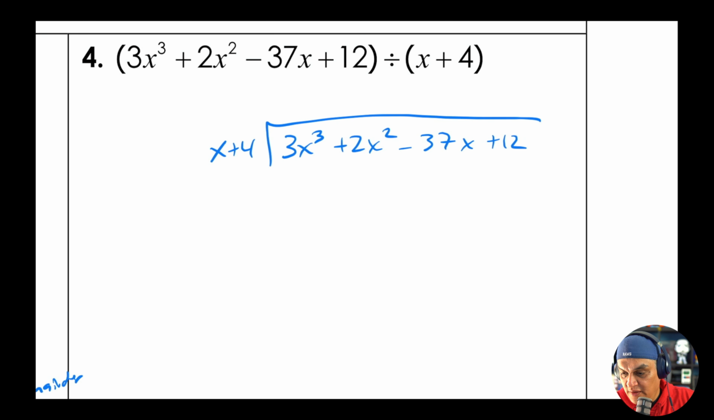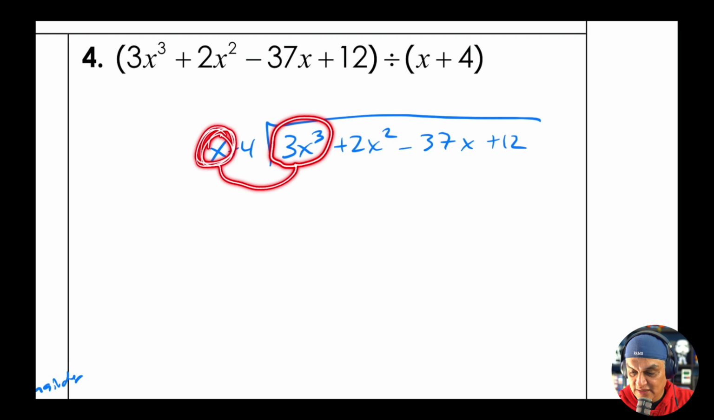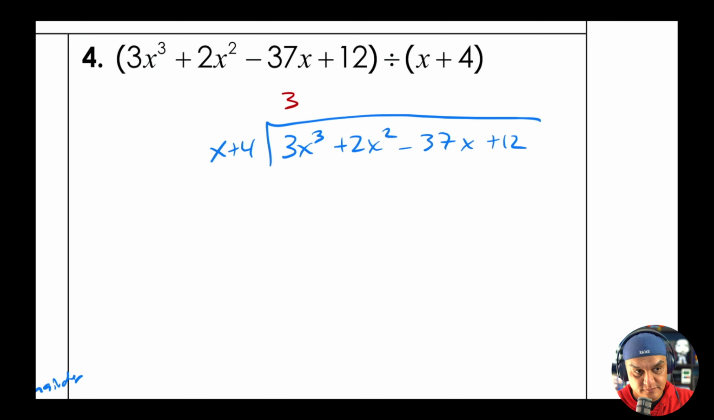So first thing I ask myself, look at this x and look at this 3x cubed. What do I have to multiply x by to get 3x cubed? Basically, what's missing? Well, I need a 3, right? And then I need 3 x's, so I already have 1 x, so I'm going to multiply by x squared.